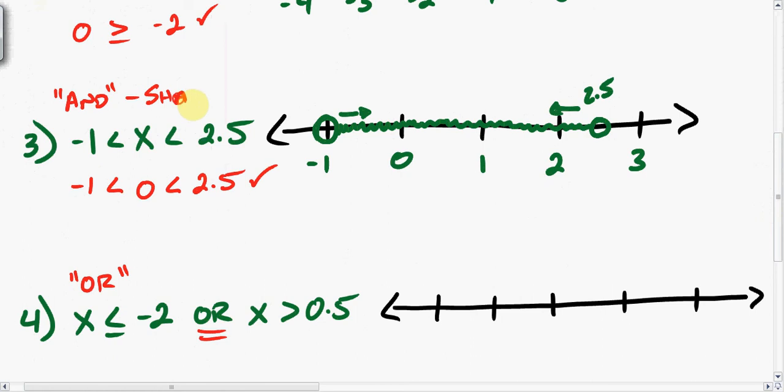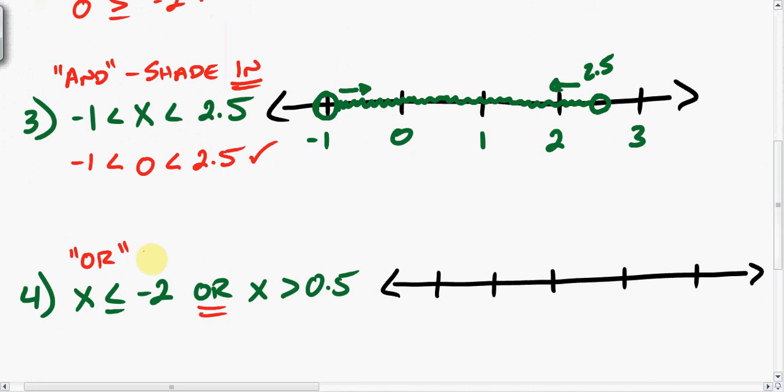So a nice little trick that I tell my students is that and means you shade in. So and is in, or we're actually going to shade out. And that will always be true. You're going to shade the inside between the numbers, or you'll see in a second, you're going to shade outside, going into infinity in the positive and into infinity in the negative direction. And you'll see that shortly.